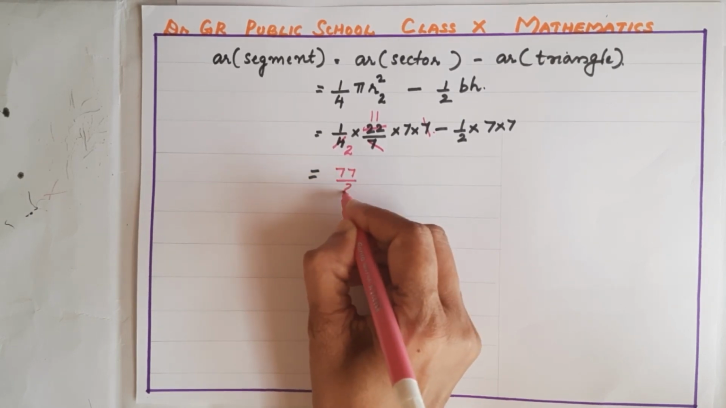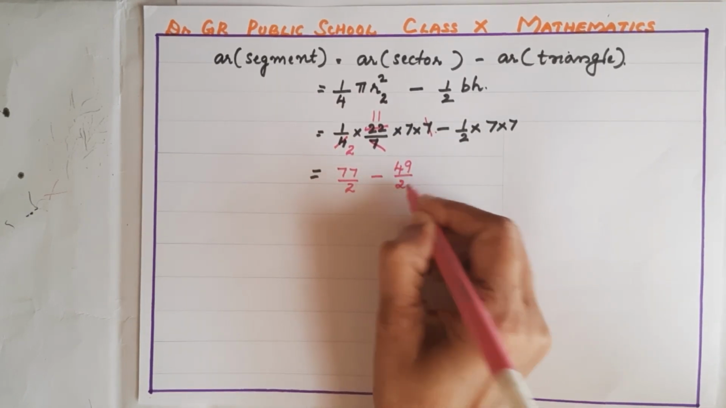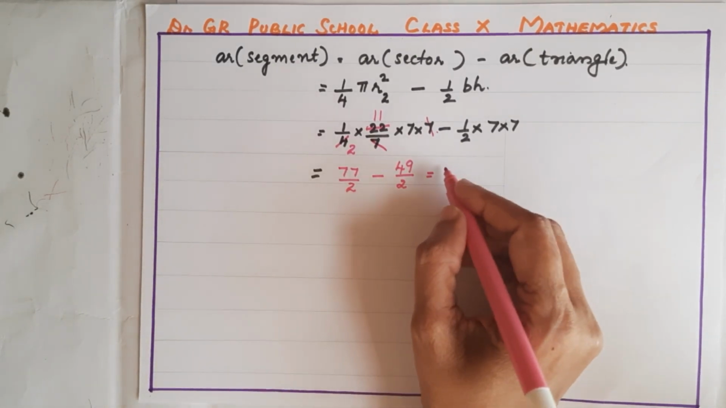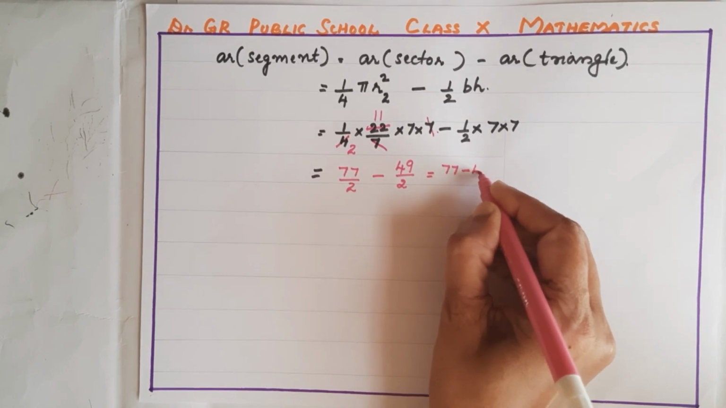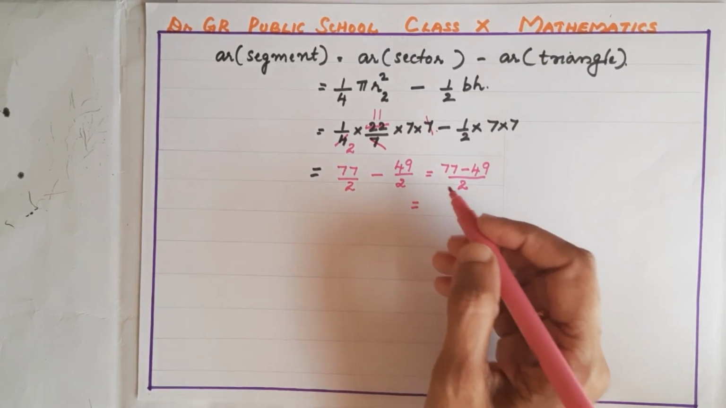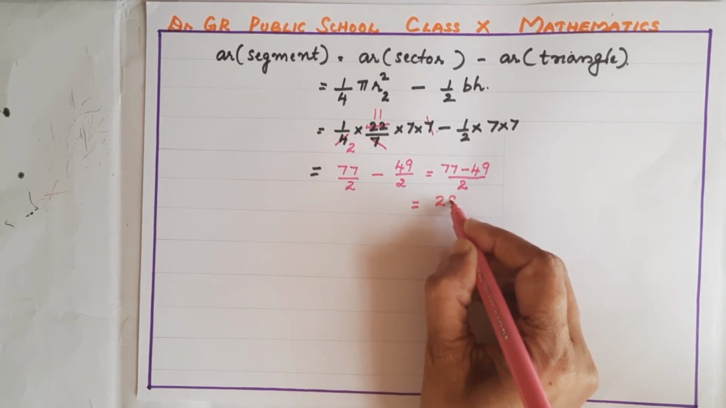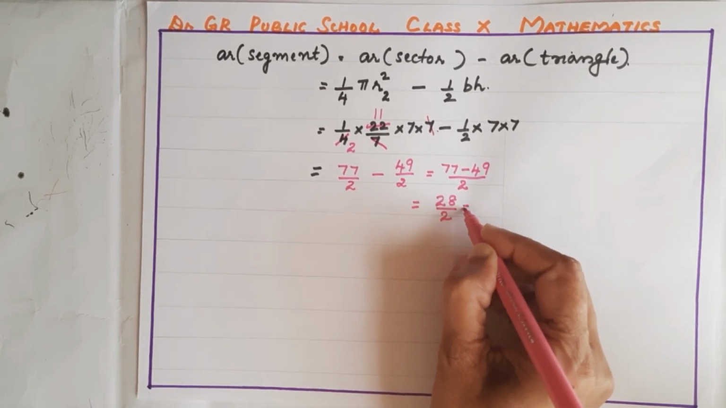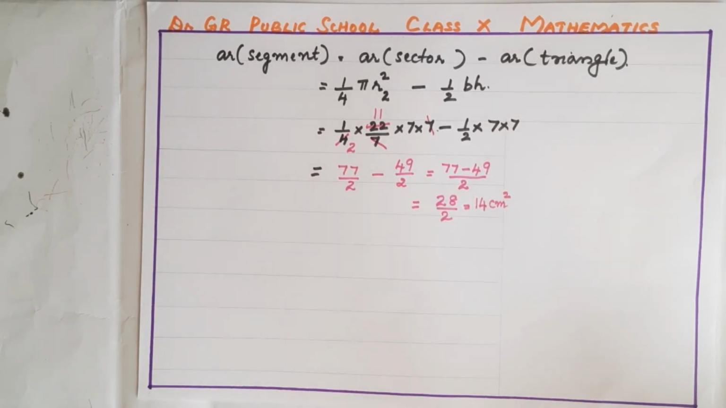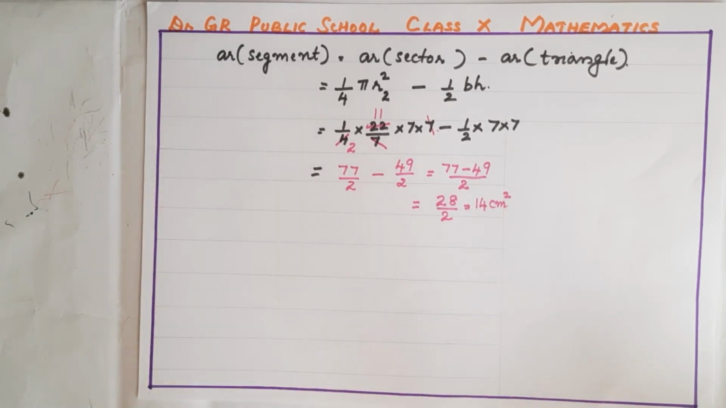So what is remaining? 77 by 2 minus here 49 by 2. What is it? 77. Both are like terms, isn't it? So we can write 77 minus 49 by 2. What is it? 77 minus 49, how much? 28 by 2. So the answer is 14 centimeter square. Okay. So we got area of segment as 14 centimeter square.